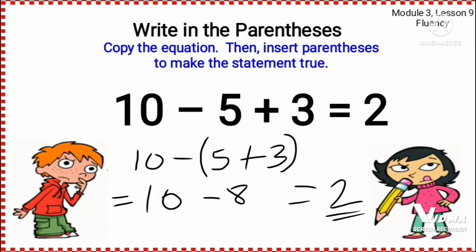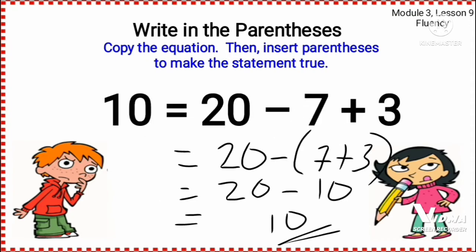Alright, let us review our parentheses again. Look at the equation. This equation gave me 2. 10 minus 5 plus 3 equals 2. Where should I put the parentheses to make this statement true? If I put the parentheses around 10 and 5, I will have 5 plus 3, which will not be 2. So notice the parentheses are around 5 and 3. 10 minus (5 plus 3). What is 5 plus 3? 8. 10 minus 8 equals 2.